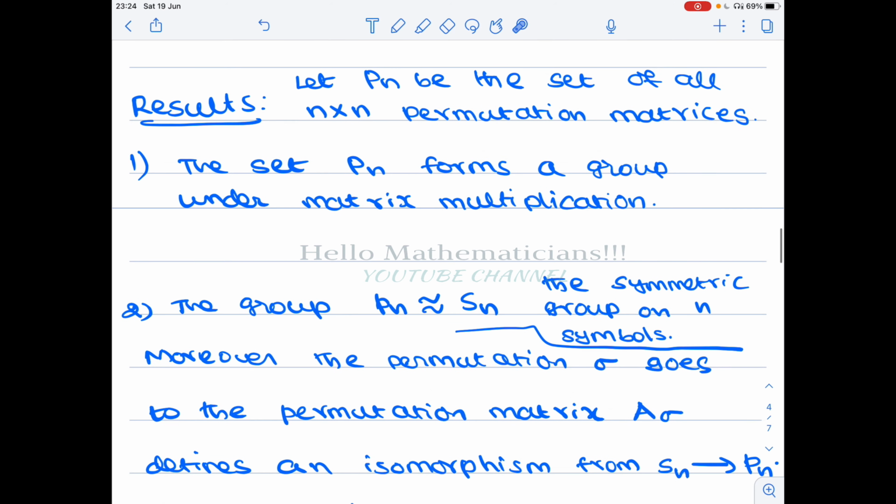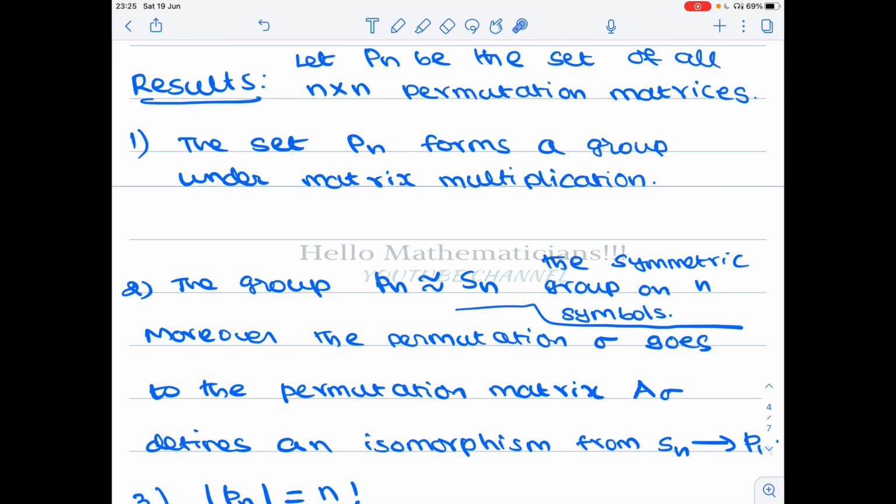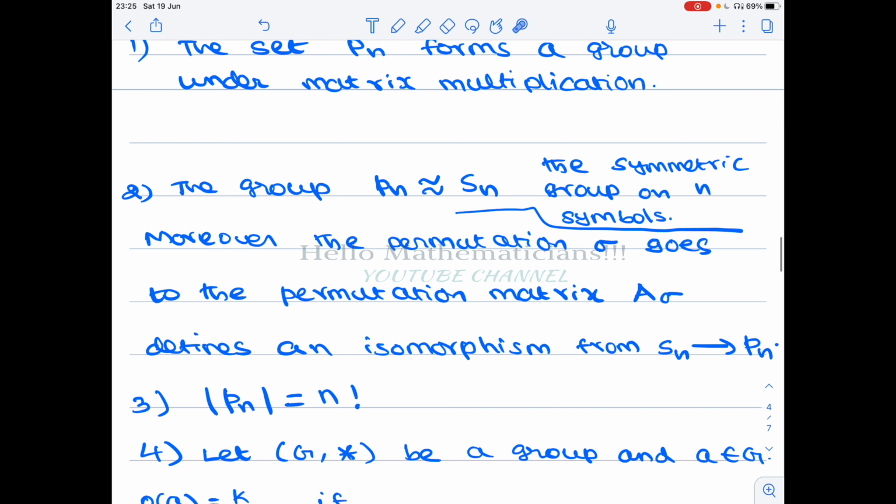So what are the results? The set Pn forms a group under matrix multiplication. The group Pn is isomorphic to the group Sn. For each permutation you have a permutation matrix, and each permutation matrix comes from a permutation, and this association is also a group homomorphism. So we get Pn isomorphic to Sn. Again, as I said, all these things are proved in my other video regarding permutation matrices. So please check that video. The link is given in the description.